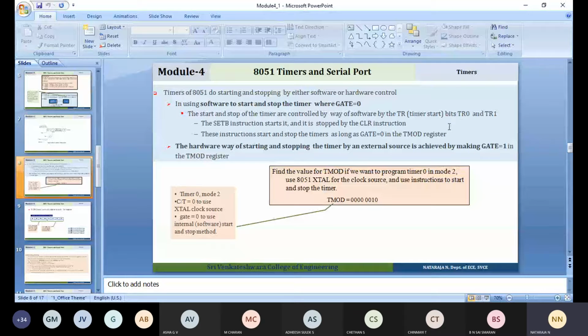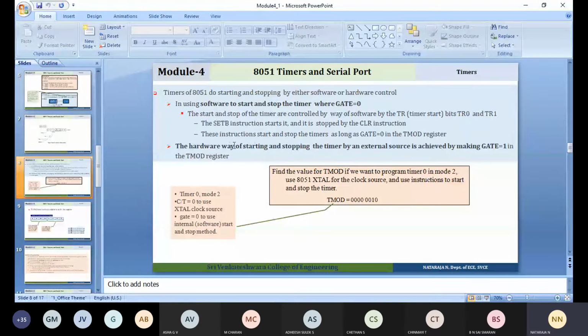If I'm going to use the instruction SETB TR1, it will start the timer. Set means we are going to load logic 1 into TR0 or TR1. If I am going to stop this action, I give the instruction CLR TR0 or CLR TR1. If I give CLR TR0, it means TR0 will be made 0, which means it is in the off condition. Then if I use the CLR TR1 instruction, it will make TR1 equal to 0, so that it will be in the off position.